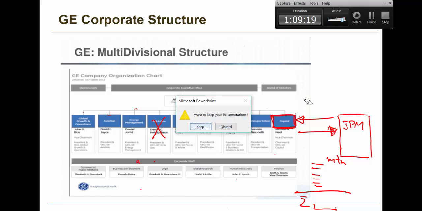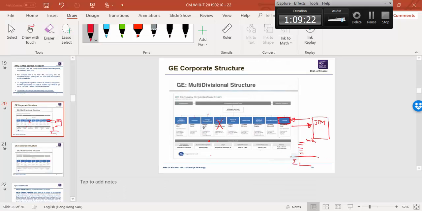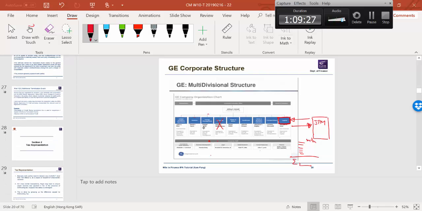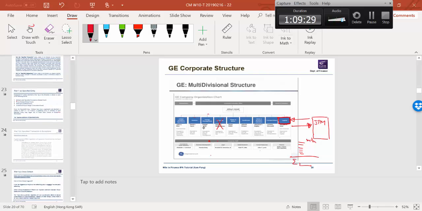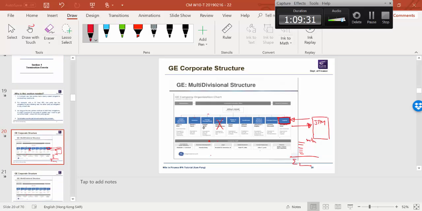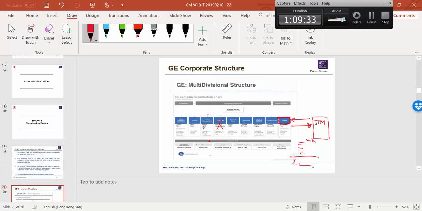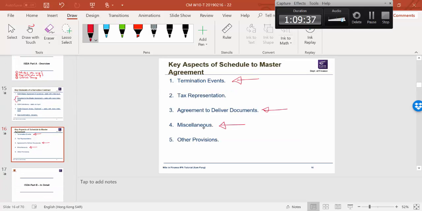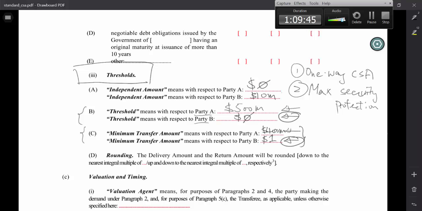So when you are negotiating an ISDA, the first section of the schedule will actually help you, called termination events. Now, let me show you an example of that.